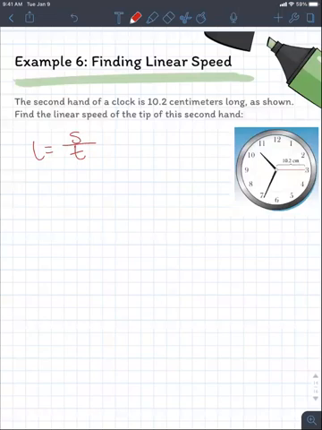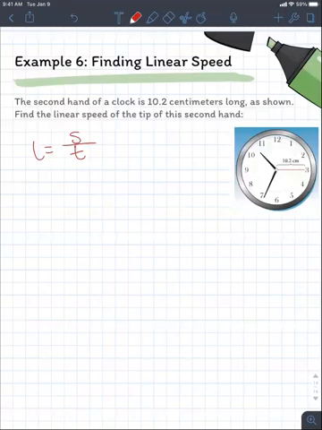I think I missed a part of this question, unless we're just talking about the whole clock. Maybe, we could be talking about the whole clock. Let's make sure. All right, that works. So did you guys figure it out?